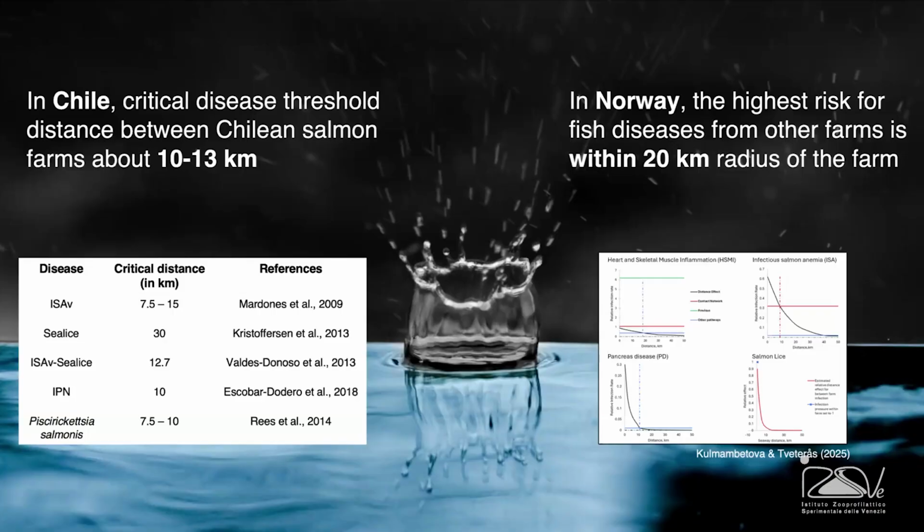We have several studies on infectious salmon anemia, sea lice, infectious pancreatic necrosis virus, Piscirickettsia salmonis, and all of them are around those estimates, except for sea lice, because sea lice is a parasite that has a larvae stage, a free-living stage in the water, which makes that much more complex because it can survive for longer periods of time. In Norway, for example, the highest risk for fish disease from other farms is within 20 kilometers, in the same line pretty much, and this is based on different estimates from pancreas disease, heart and skeletal muscle inflammation, and others like sea lice and infectious salmon anemia.